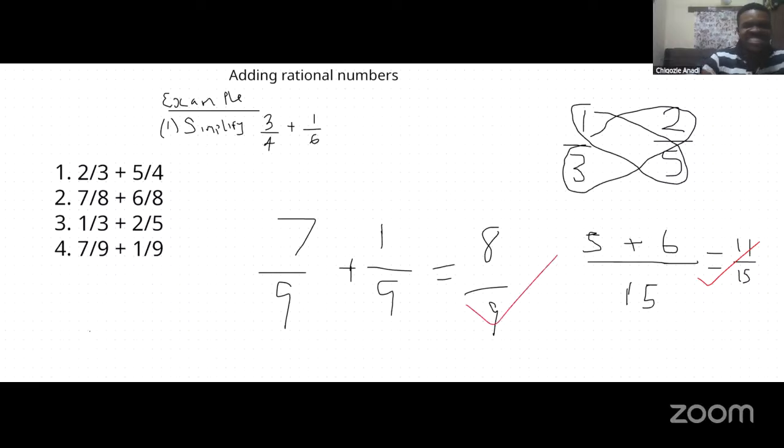Okay. So you can see that adding rational numbers or fractions is not that hard. So this is something you can do. Wait a minute. Where I want to even target is more of subtraction.